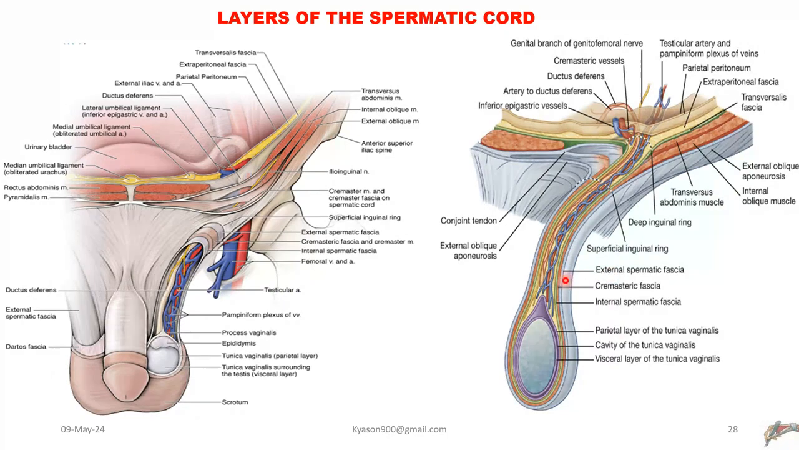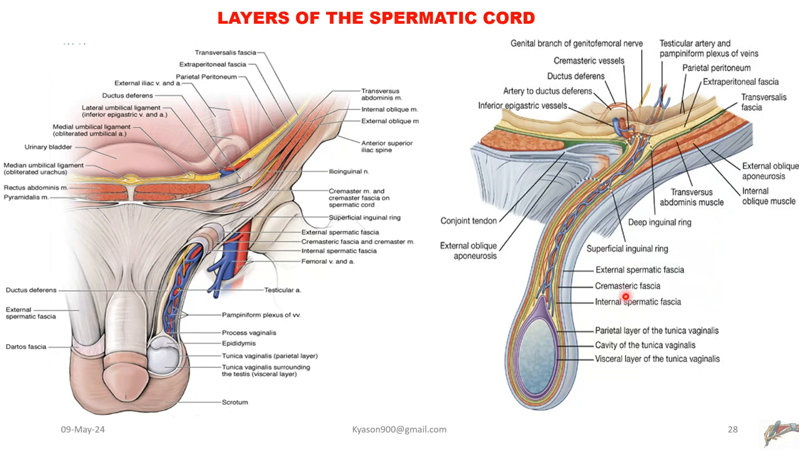So from outwards, we have the external spermatic fascia. Then deep to that, we have the cremasteric muscle and fascia. Deep to that, we have the internal spermatic fascia. Those are the layers of the spermatic cord. These layers extend to also become layers of the scrotum. These very layers will also be the layers of the scrotum down here.